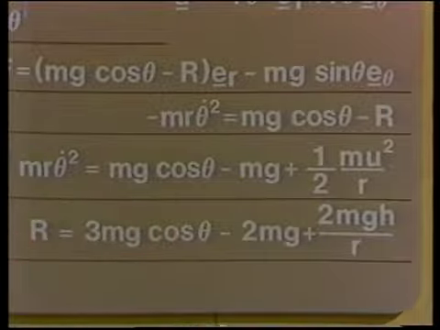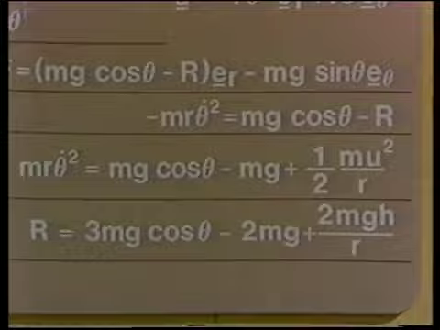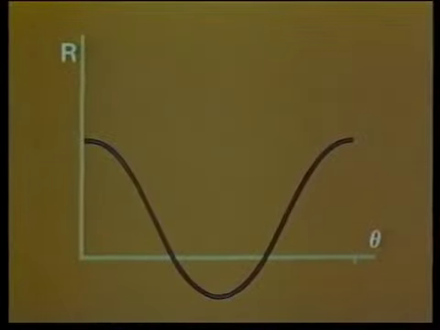Now, we're interested in whether there are any values of theta for which capital R becomes 0. If there are none, so that R is positive for all values of theta, the car remains in contact with the track and is able to loop the loop. So let's look at the graph of this function of theta. I've chosen a particular value of h here, which isn't large enough for the car to loop the loop.